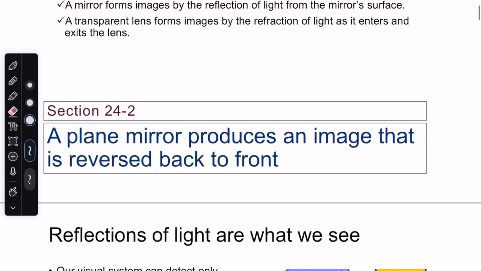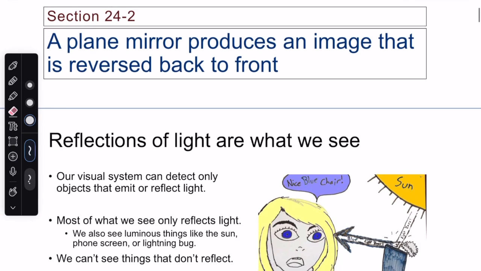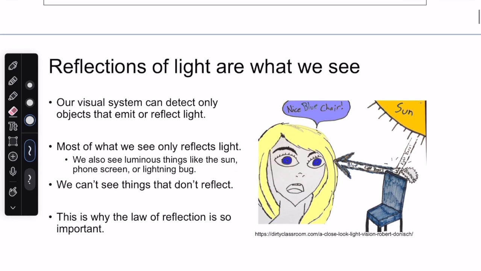So let's first talk about the plane mirror, but before that, let's refresh ourselves: what is it that we are seeing? Every day when I'm looking at my keyboard or my crazy dogs or a chair, what is it that I'm actually seeing? Well, our visual system can only detect objects that either emit light or reflect light. So objects that emit light are like the sun, a light bulb, right? Those are sources of light rays.